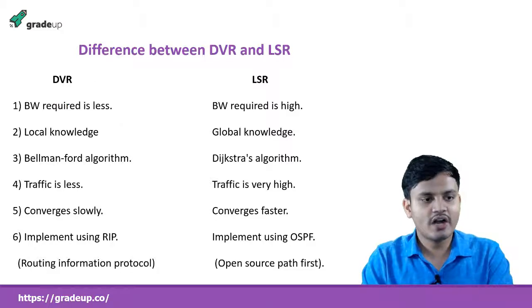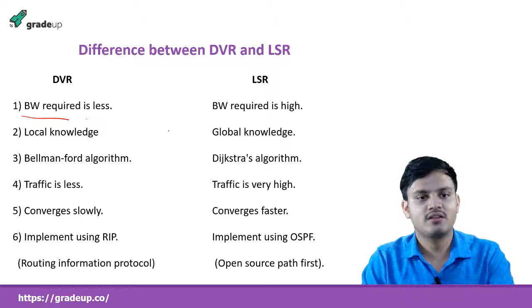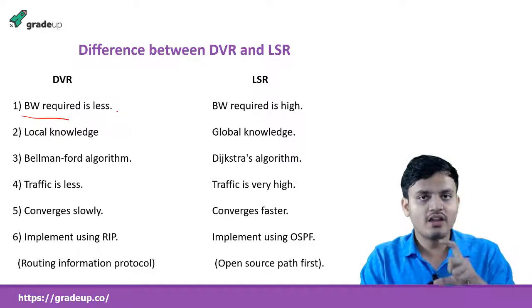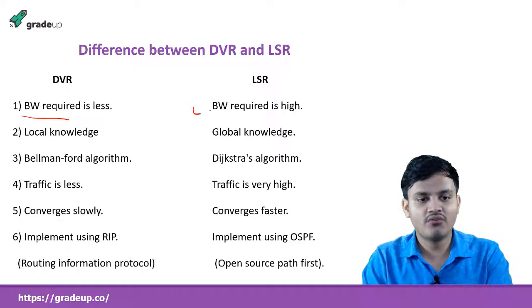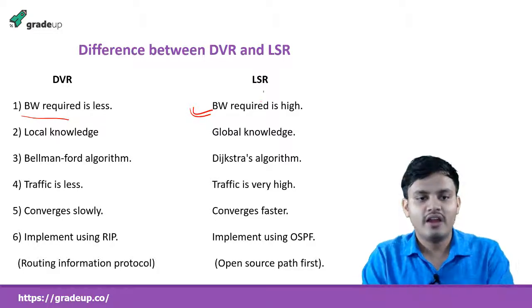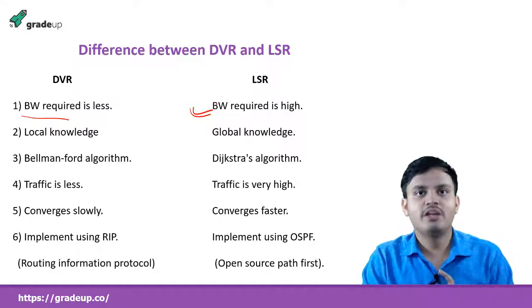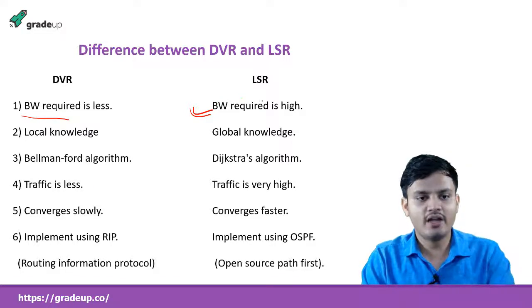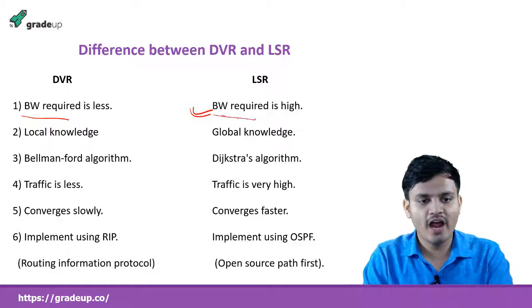Now we will see the difference between distance vector routing and link state routing. In distance vector routing the bandwidth required is less. Why is it less? Because we are only sending the distance vector, but here we are flooding the complete table, the complete link state packet. In LSR we are flooding it. When we are flooding, lots of packets will be there, and there are chances of duplicate packets also. So it requires high bandwidth.